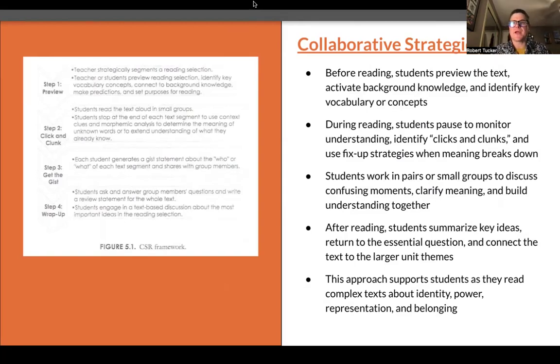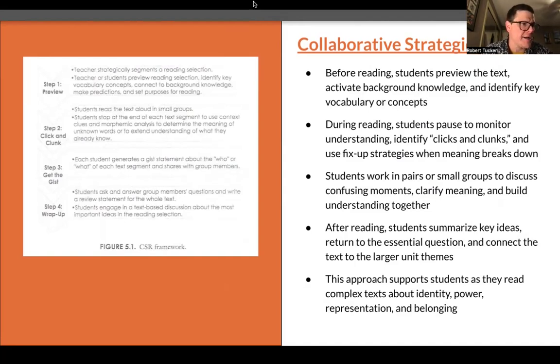The first step is before reading. Students will preview the text, activate any background knowledge, and identify key vocabulary or concepts. It's really important to give them a clear structure when they're working with this, so I'd make sure to do that. Step two is the click and clunk.